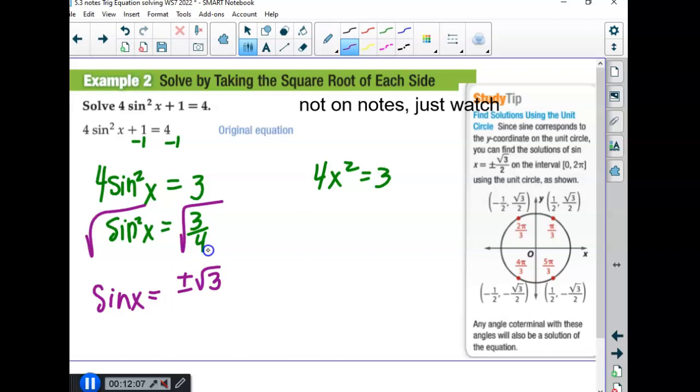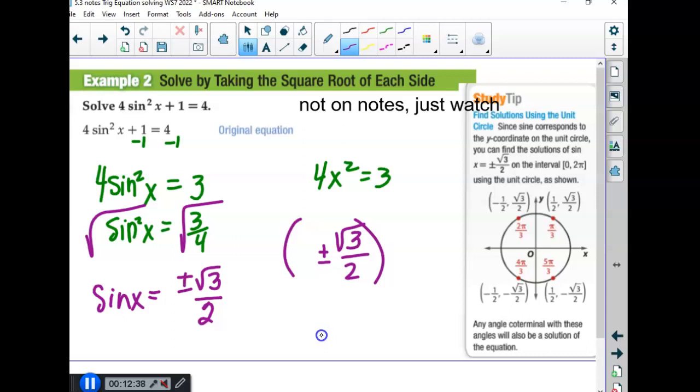What's the square root of 4 in the denominator? 2. All right, if that's a sine value, can you look at your unit circle? Where does sine go, x or y? It's a y value. We're looking for plus or minus square root of 3 over 2 back there. How many times does that happen on the unit circle? It doesn't matter if that value is positive or negative, it happens 4 times, right?